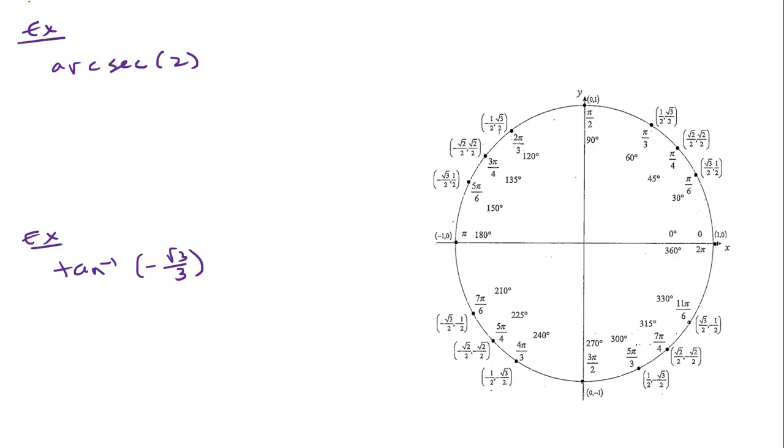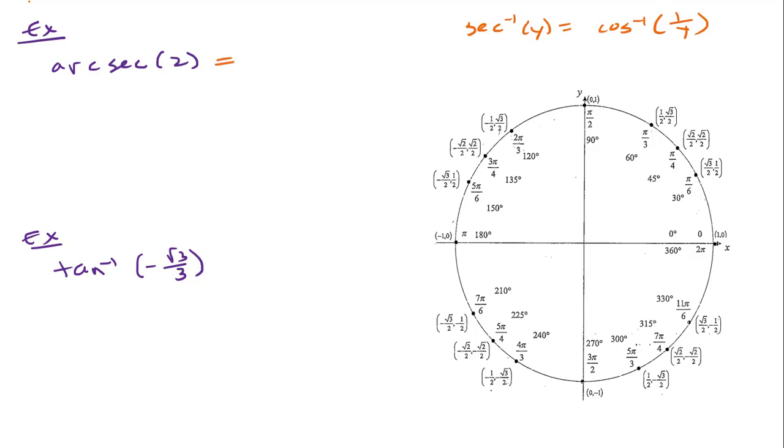So arcsecant of 2. So what do we do there? Well, if you look in the formula sheet, it tells us that arcsecant or inverse secant of y is equal to the inverse cosine of 1 over y. Okay, so that's what we're going to be using here.